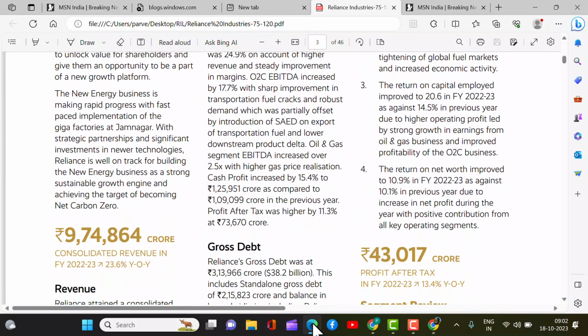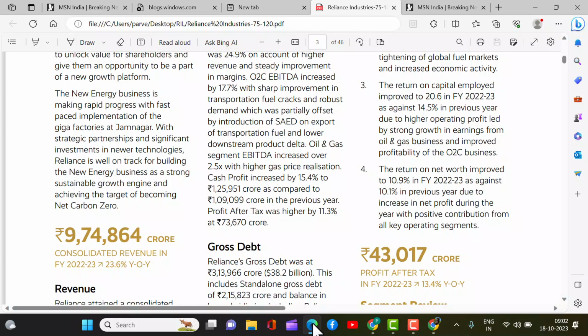Okay. So if you can understand, the company has done a turnover of 9,74,864 crores last year. It's the largest company in India. Nobody is near it. Now, this figure, if you look at your Excel sheet, is not going to match, or the screener is not matching.